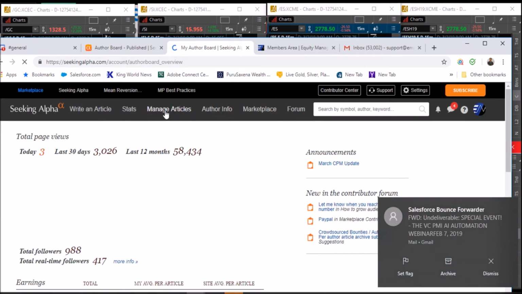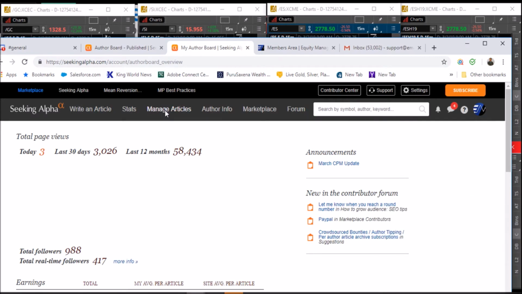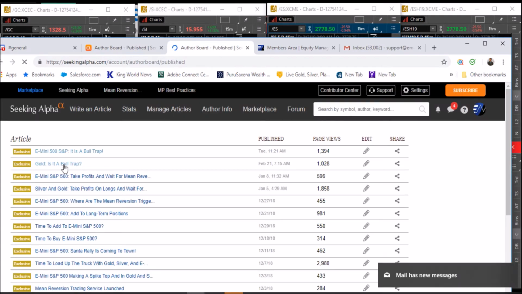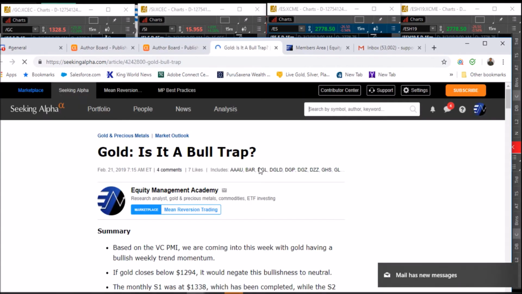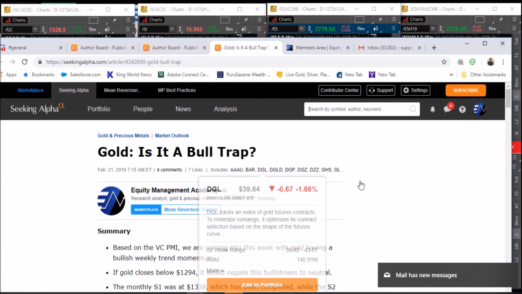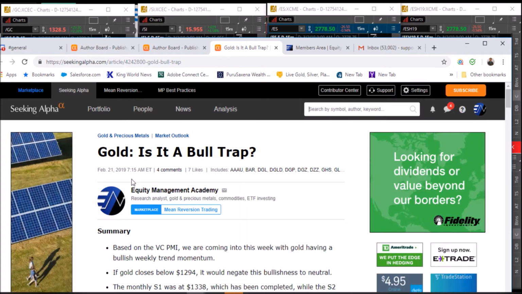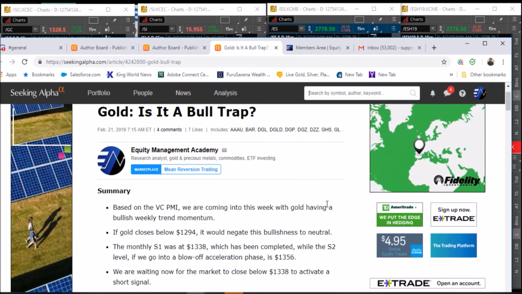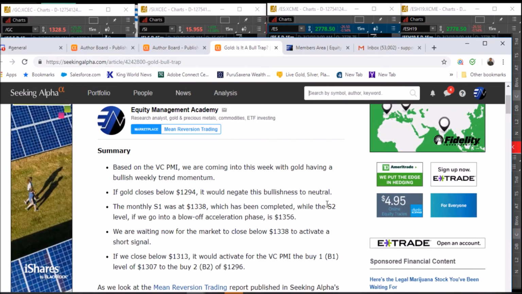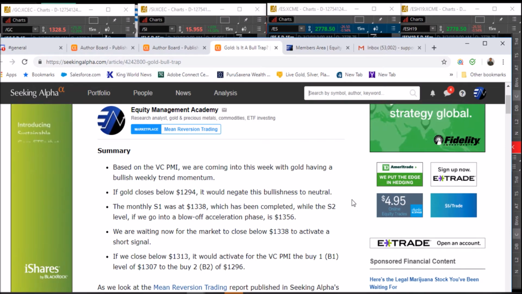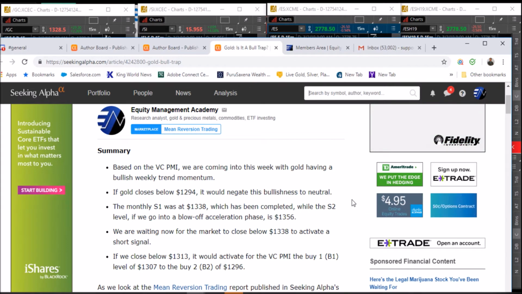and I also published a report on pretty much the gold market. Is it a bull trap? And this report was published on February 21st. And I gave you a pretty clear picture of what the expectations are for the VCPMI coming into this week.